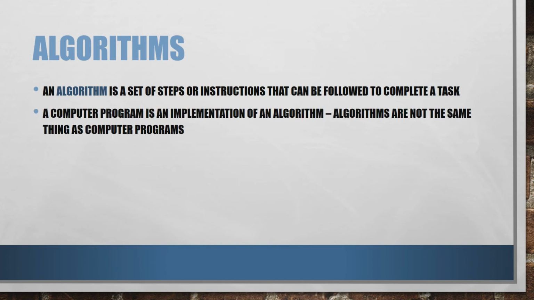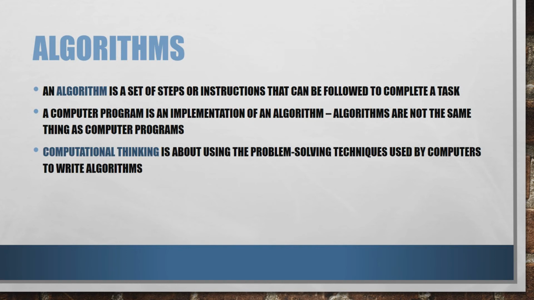Another important thing to remember, a computer program is an implementation of an algorithm. It's us taking an algorithm and turning it into a computer program. Algorithms aren't the same thing as computer programs, and we need to make sure we don't get those two things confused.